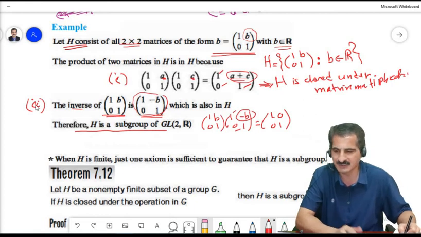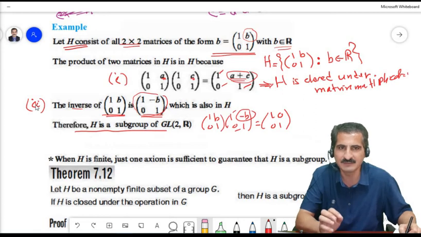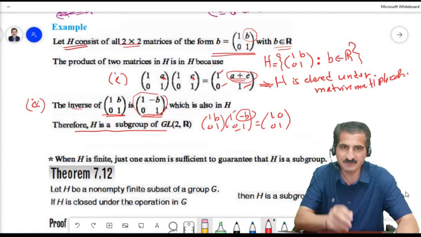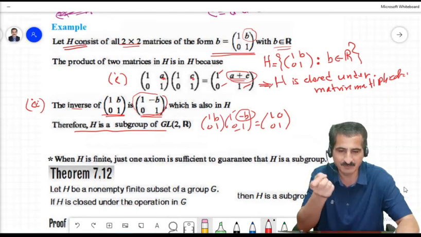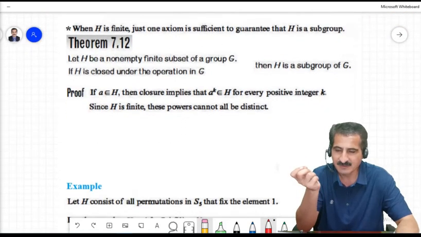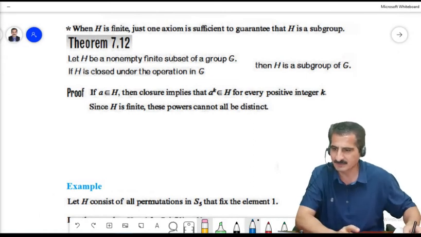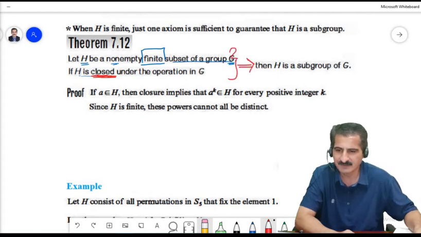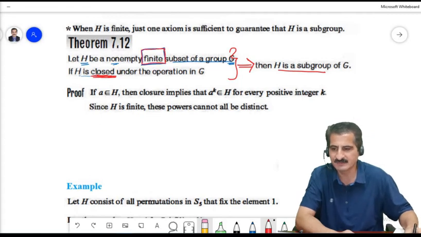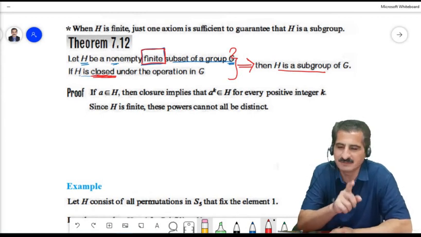If you see such a question in the exam, you need to write the solution in great detail. Now, we said we need just to check two conditions: closed under multiplication, and the inverse exists for every element. And then we get a subgroup. If the subset is finite, then we need only to check one condition. And this says here, if H is a non-empty finite subset of G, and H is closed under multiplication, then H is a subgroup. As long as it is finite and closed, just one condition, the closedness, gives you that H is a subgroup.